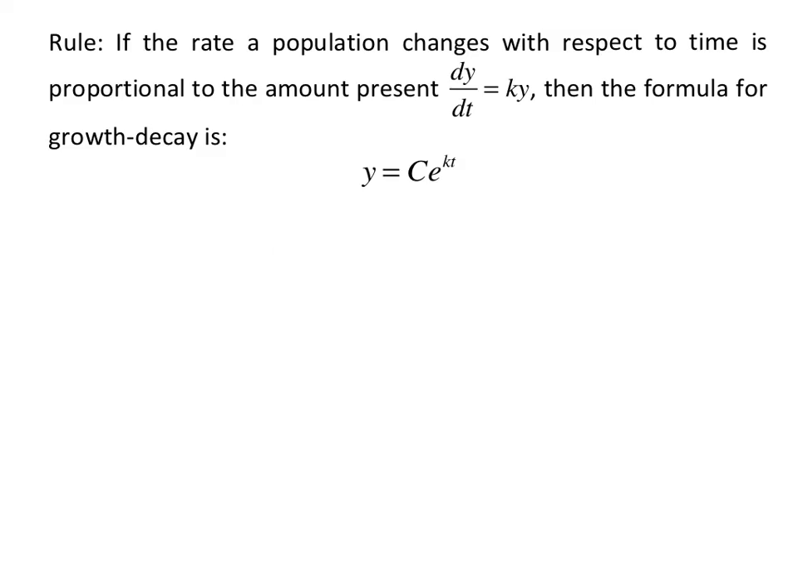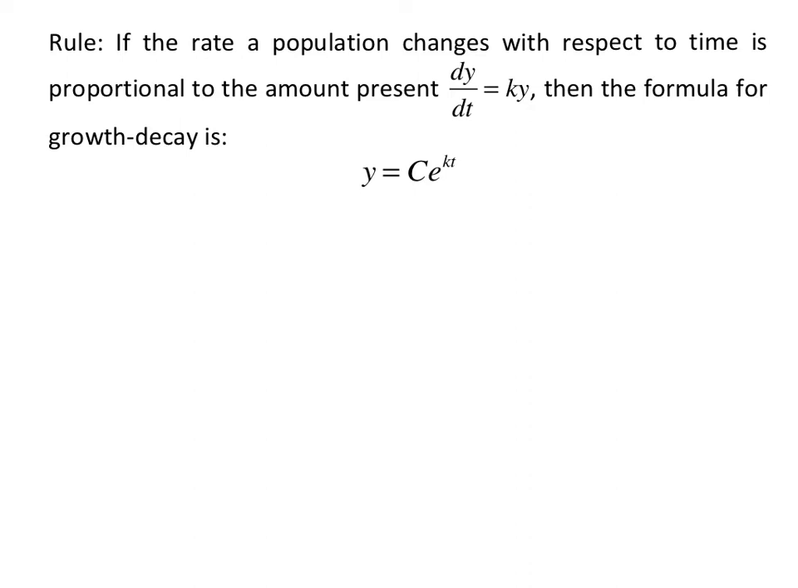Growth and decay is a topic that comes up in a lot of different math classes, including algebra, pre-calculus, and calculus. We want to focus on the calculus side of it today. So the rule states if the rate a population changes with respect to time is proportional to the amount present, then we have the differential equation dy/dt is equal to k times y. Then the formula for growth and decay is given by y equals Ce to the kt.